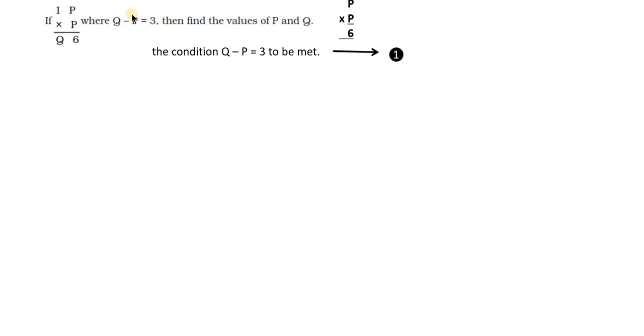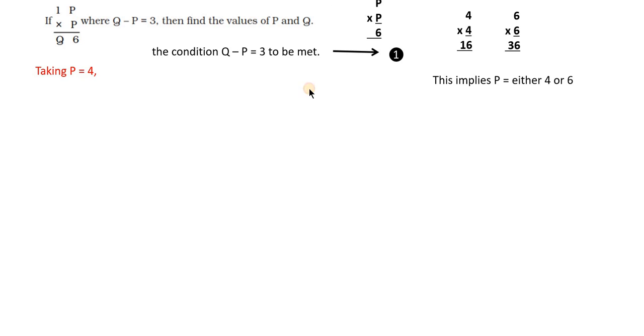Now, taking the units place, p into p equal to 6. What are the possibilities? p can take the values 4, since 4 fours are 16, or 6, since 6 sixes are 36. These are the two values possible, so p can be either 4 or 6. We will be using the generalized form to do it.